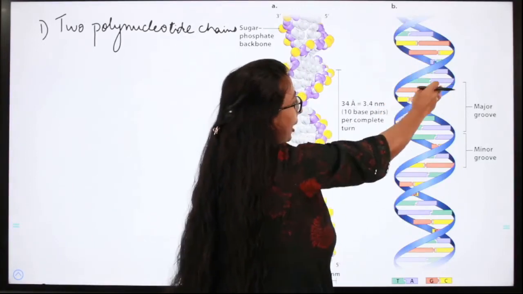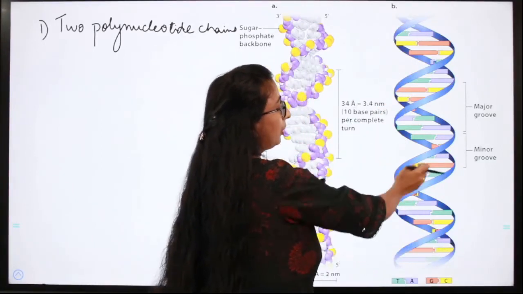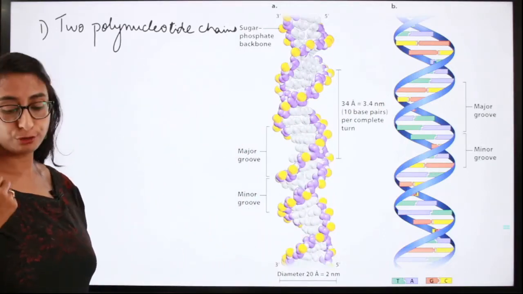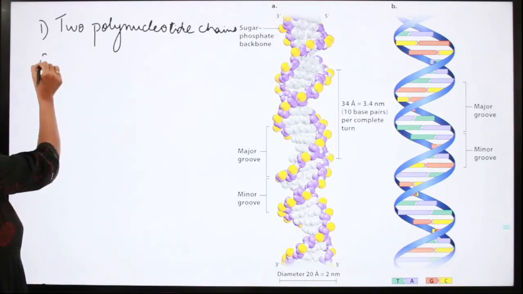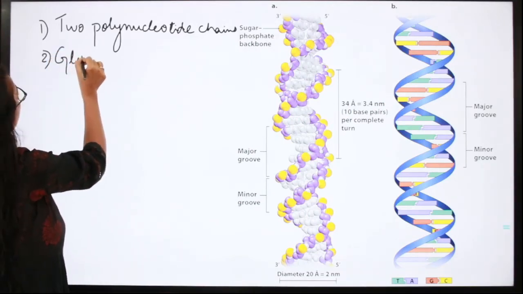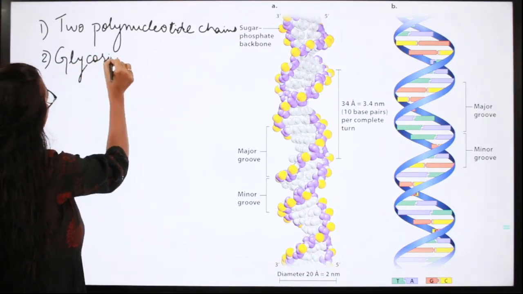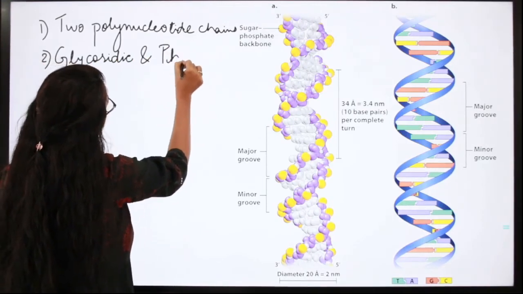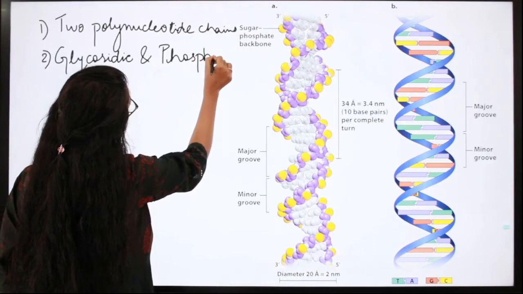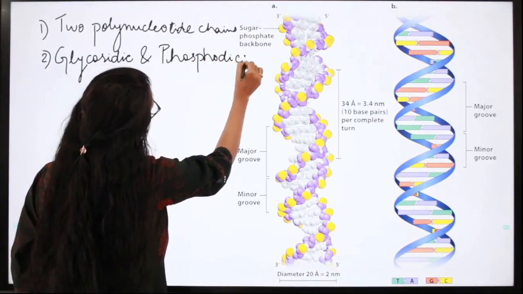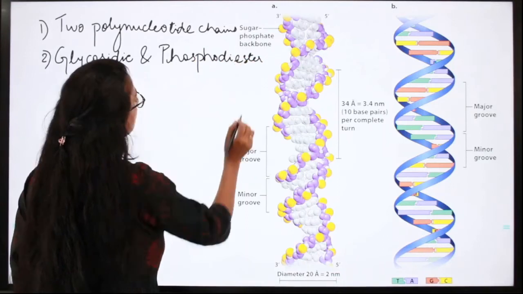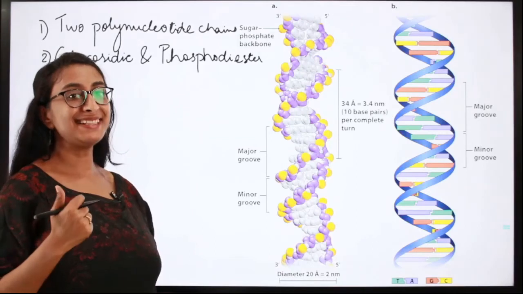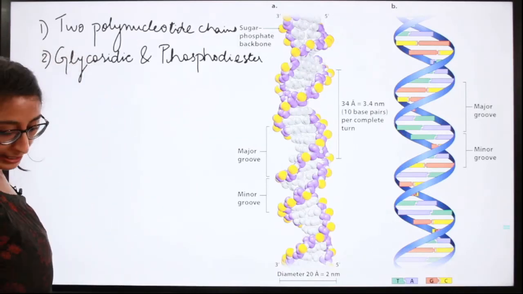One strand runs from 5' to 3' direction, and the other one runs from 3' to 5' direction. Then there are glycosidic and phosphodiester linkages. So already we have discussed what is a glycosidic bond, what is a phosphodiester bond, and where they occur in the DNA. Then the DNA is a duplex.